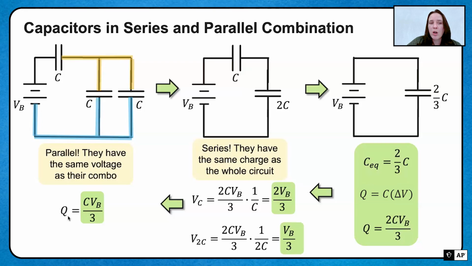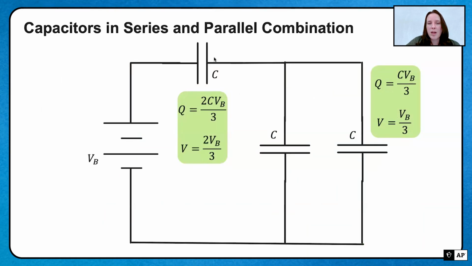So for their individual charge, Q equals CV, and their voltage was V battery over 3. So the individual charges they store are CV over 3. If we put that all together, this capacitor up here with capacitance C had a charge of 2/3 CV. Its voltage drop was 2/3 of the battery voltage. Over here, these two capacitors had the same voltage drop of V_B over 3. And they actually had the same charge as well, CV over 3, since they had the same capacitance.